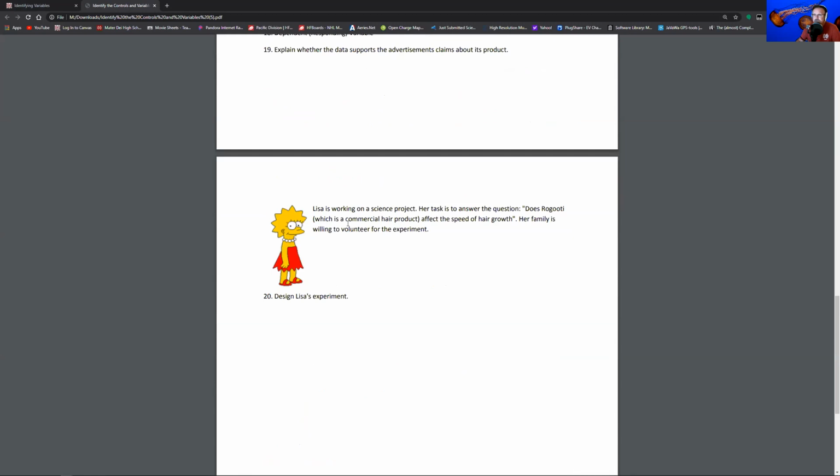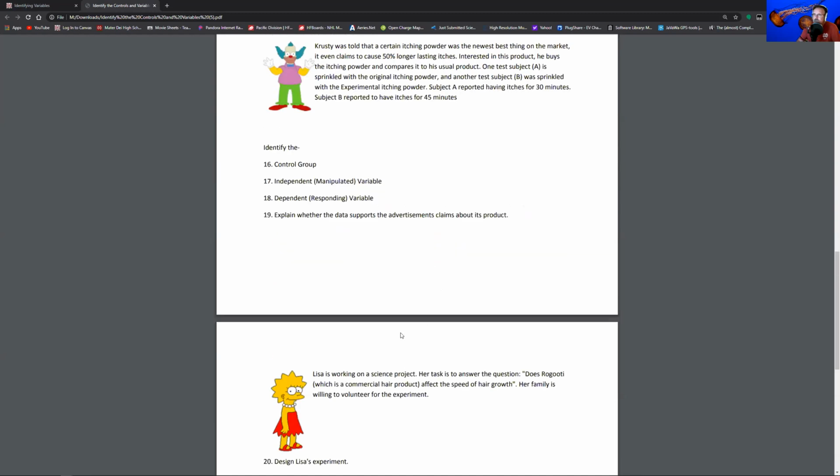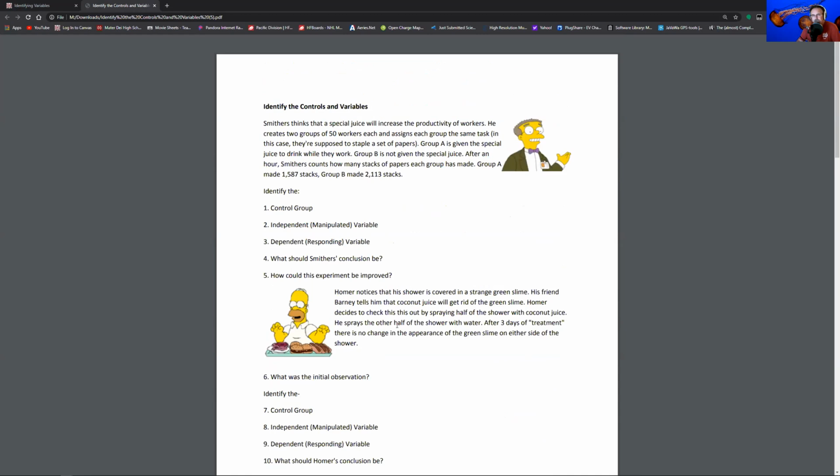Now for the last one, it says Lisa is working on a science project. Her task is to answer the question, does Ragouti, which is a commercial hair product, affect the speed of hair growth? Her family is willing to volunteer for the experiment. So take Homer and Bart and Marge and Maggie, let's say, Grandpa, if you want, make a science project with them and design me an experiment. So design an experiment with a control, your independent variable, and your dependent variable, and see what you come up with. And that is all for today.